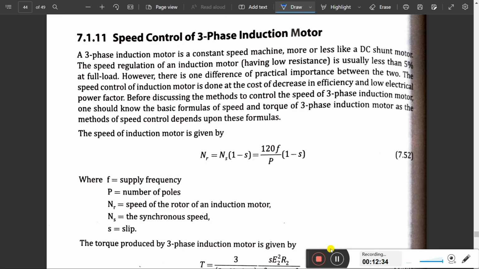Now we will discuss speed control of three-phase induction motor. Generally, we can control the speed by using this formula. We already well know s is equal to (ns minus nr) by ns. Here we can write nr is equal to ns into (1 minus s). If you change the ns, the speed also varies, and we can change it by using s also. We already well know ns is equal to 120 f by P.